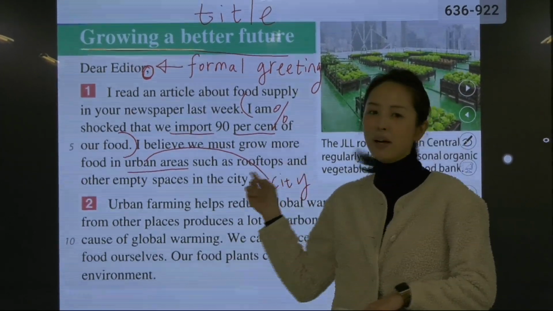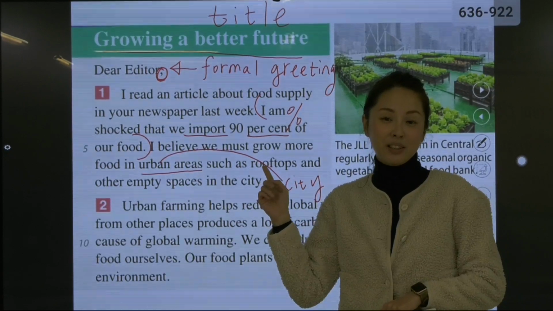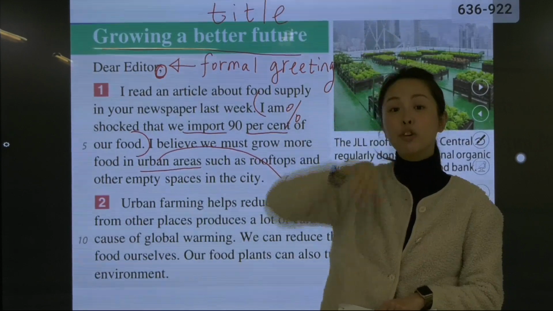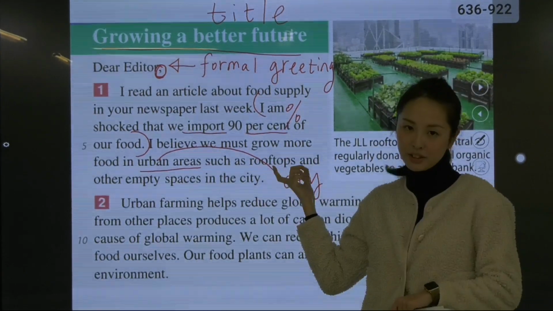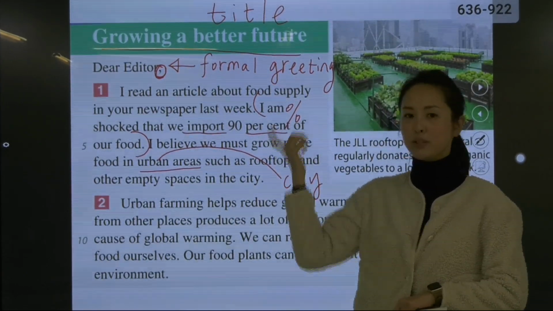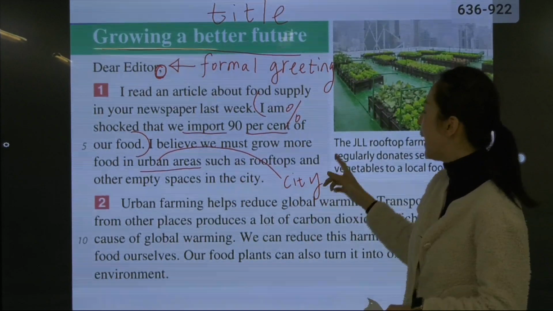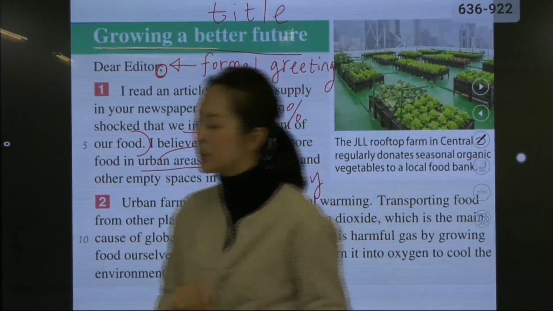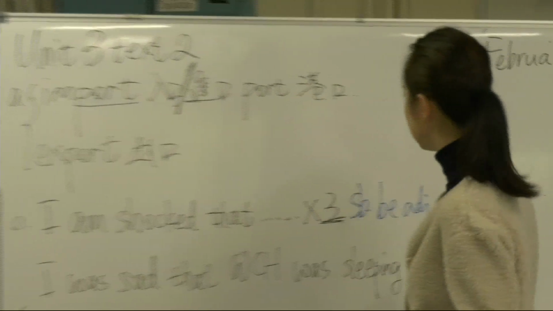If you still remember Csjss老師, so he always grows plants on the rooftops. I think a lot of 2B students have grown plants with Csjss老師 before. And other empty spaces in the city. Okay, write down the word spaces here.